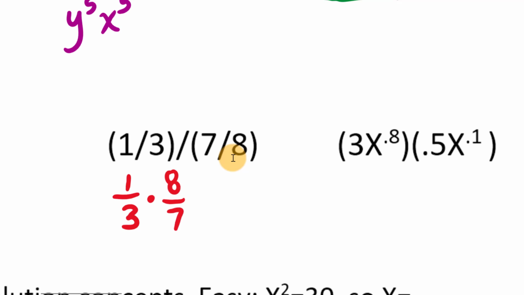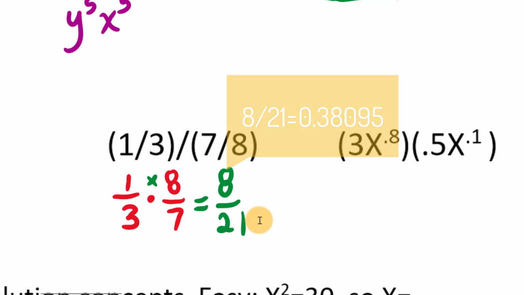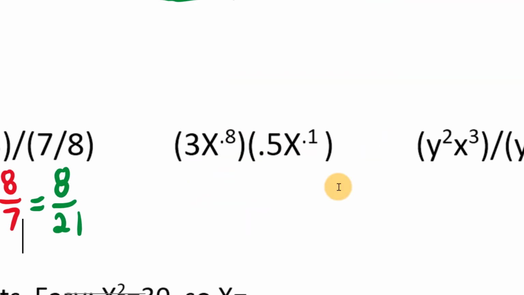And then how do you multiply a fraction by a fraction? You just multiply across. So 1 times 8 is 8, and 3 times 7 is 21. So 1/3 divided by 7/8 is the same as 1/3 times 8/7. It's 8 over 21, 8/21. And again, if we were really using this in a problem, we might want to represent this as a decimal number, 8/21, right?